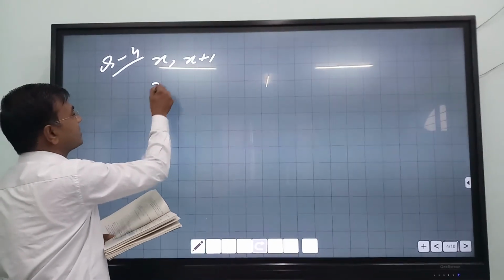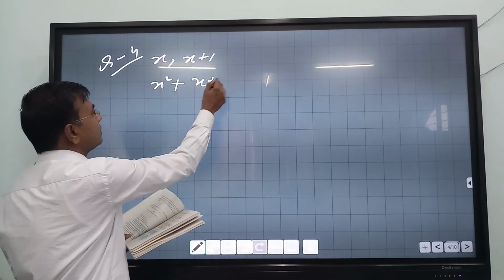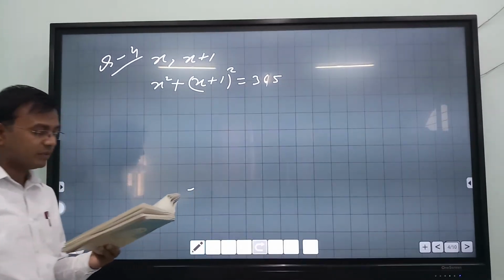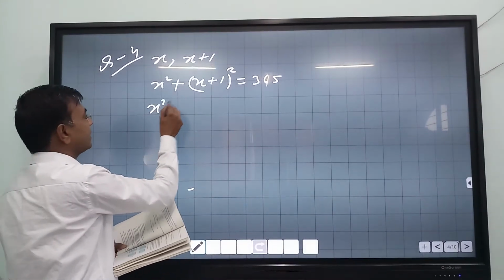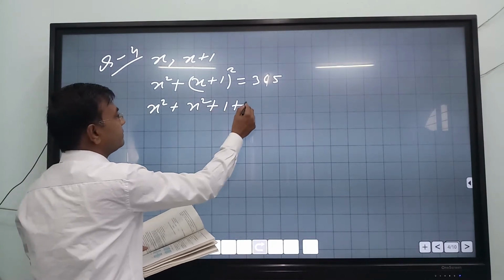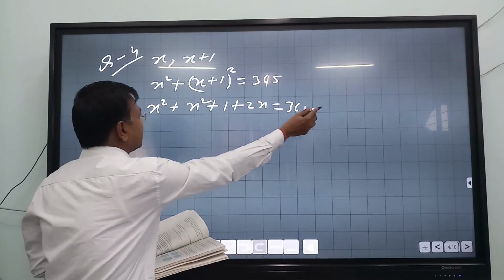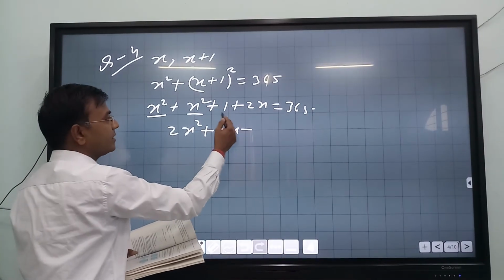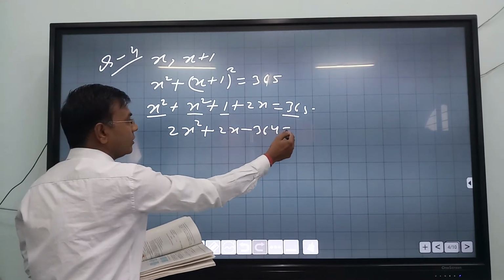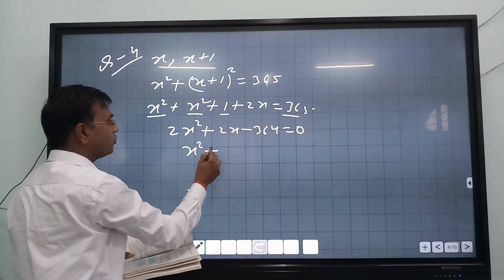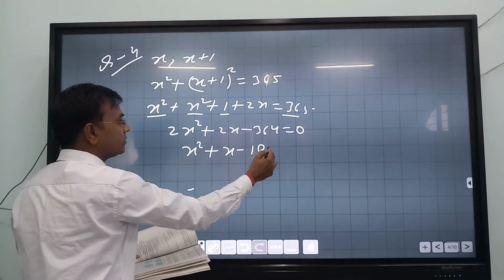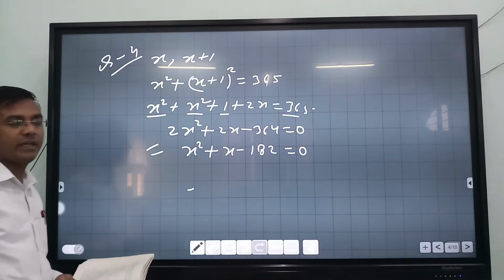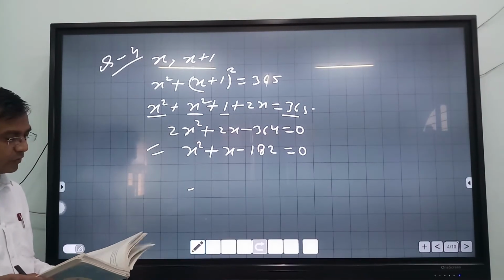The sum of these numbers' squares, that is x square plus x plus 1 whole square, equals 365. This is given. So now simplify this. x square plus x square plus 2x plus 1 equals 365, adding and moving, this becomes 2x square plus 2x minus 364 equals 0. You can divide again by 2, that is x square plus x minus 182 equals 0, and again this is a quadratic equation, so use middle term splitting and you can solve it.